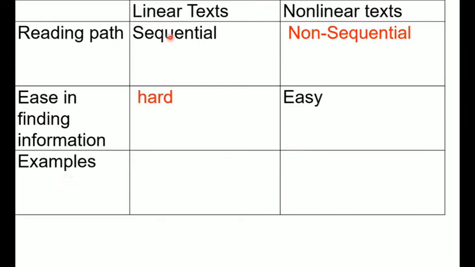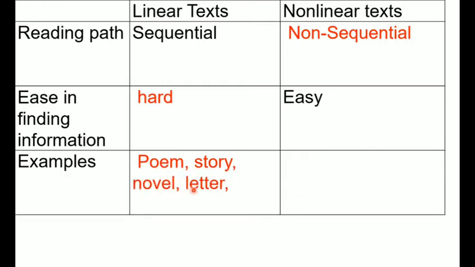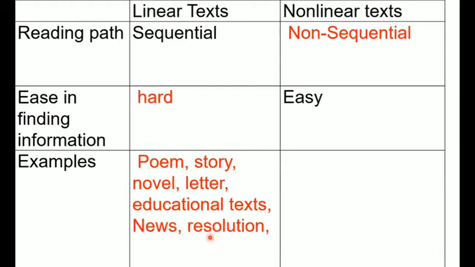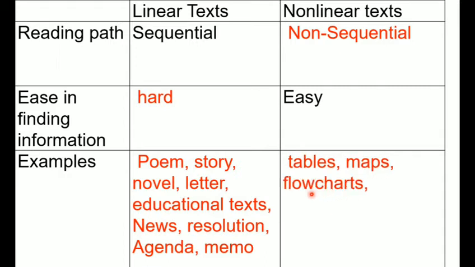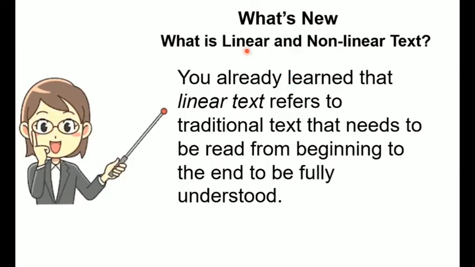For examples of linear text, we have poem, story, novel, letter, educational text, news, resolution, agenda, and memo. Okay. Next, examples for non-linear text: we have tables, maps, flowcharts, graphs, building plans, illustrations, etc. Next, in your module under What's New, what is linear and non-linear text?